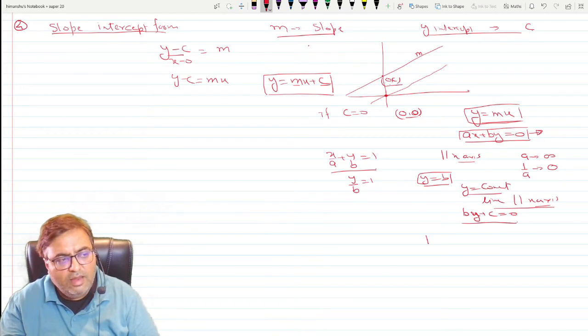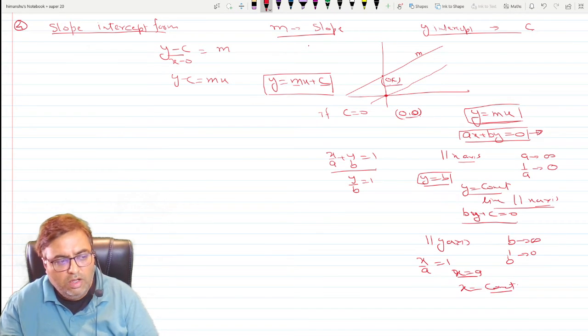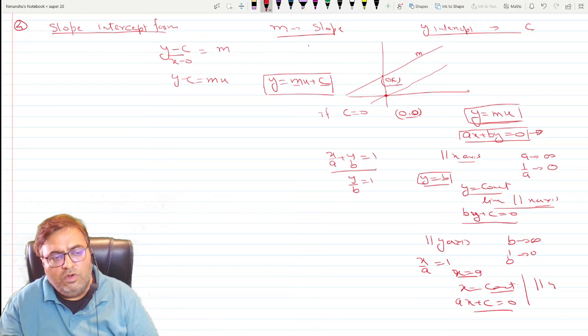Similarly, if a line is parallel to the y-axis, b will tend towards infinity, hence 1 by b will tend towards 0. Therefore, the equation will remain as x by a equals 1. Hence, x equals a, or x equals a constant, or an equation of the form ax plus c equals 0. All of them will be lines parallel to the y-axis.